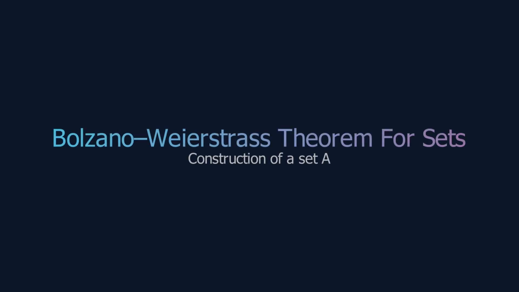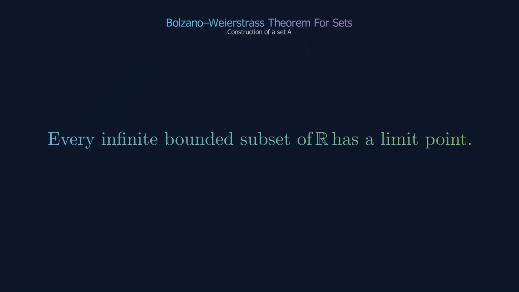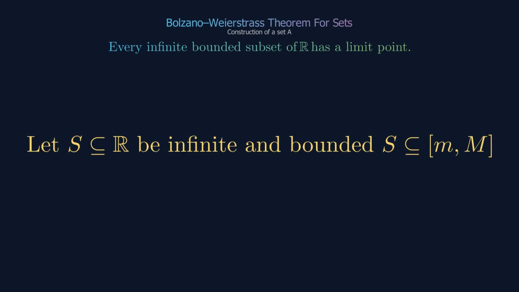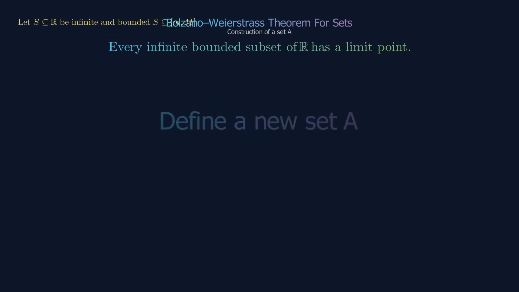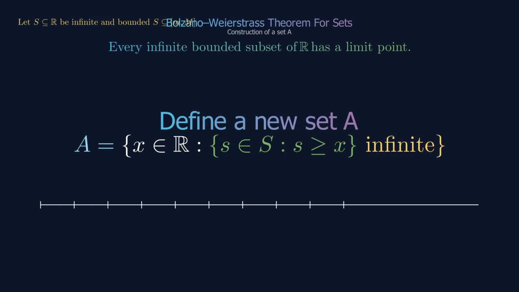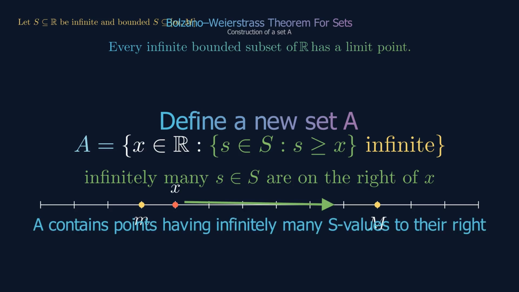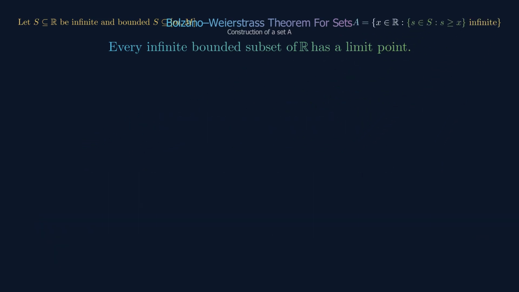The Bolzano-Weierstrass theorem for sets states that every infinite bounded subset of the real numbers has at least one accumulation point or limit point, a point where infinitely many elements of the set cluster arbitrarily closely. The theorem is foundational for understanding the topology and convergence properties of the real line. It is indispensable because it guarantees limits and extracts convergent subsequences from seemingly complicated, random, bounded processes.